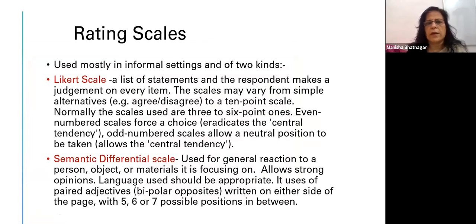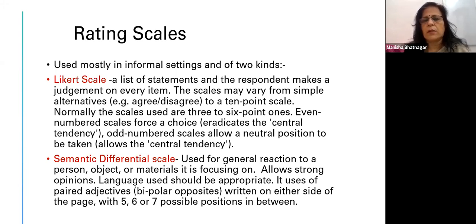Now let us talk about the rating scales. It is used mostly in informal settings, and it is of two kinds. One is called the Likert scale. What the Likert scale does is that a list of statements is written and a person has to make a judgment on every item. The scales may vary from simple alternatives, for example, I agree, I do not agree, or agree, disagree, to a 10-point scale. It's either a simple alternative, agree or disagree, or it could be a gradation of 10.